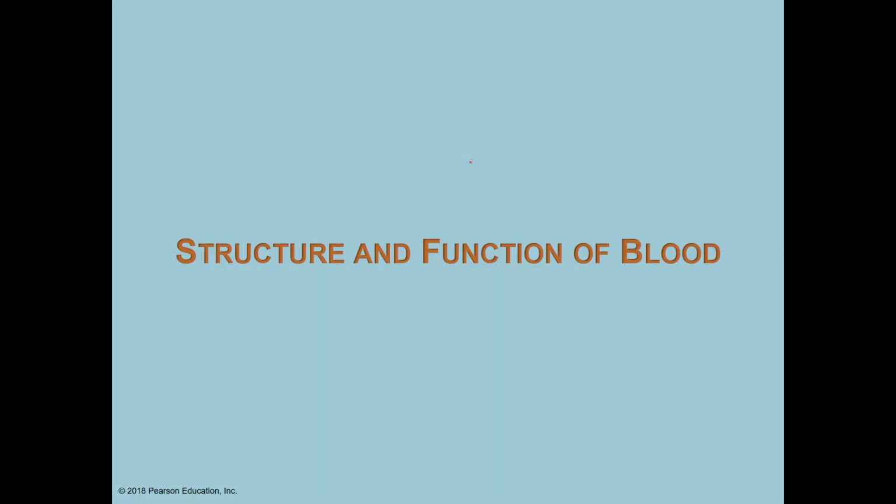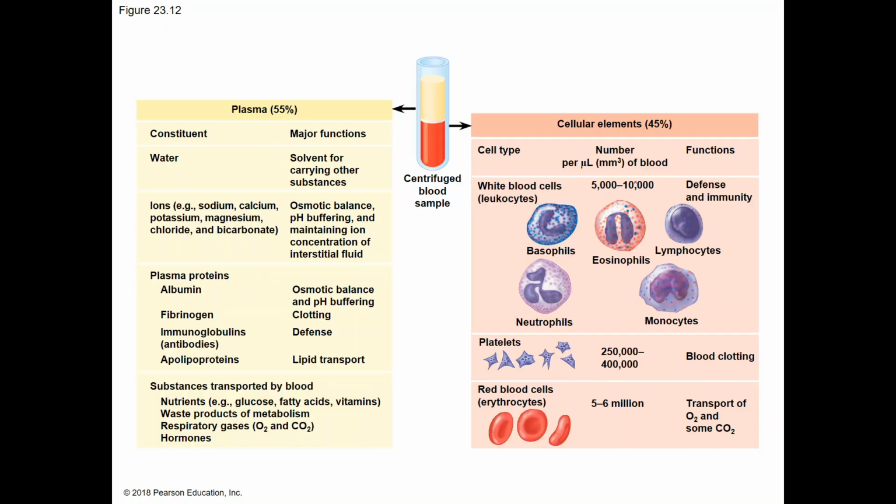Okay, so finally, what does blood look like? What is blood made of? Blood is composed of two major components. There's the plasma, or the liquid component, and then there's the cellular component. If you take blood and put it in a centrifuge and spin it really fast, it will separate out and look like this, where the plasma is sitting on top and the cellular components are in a sort of pellet at the bottom of the test tube.